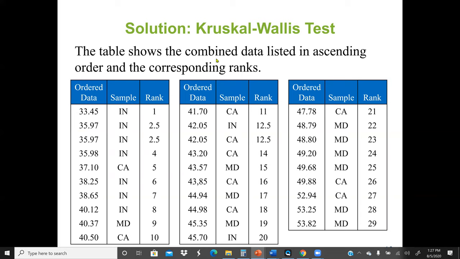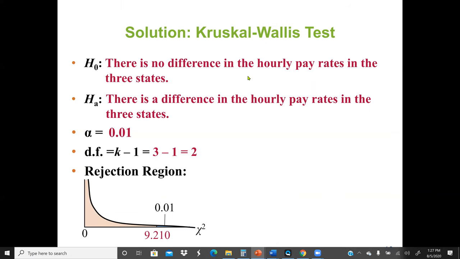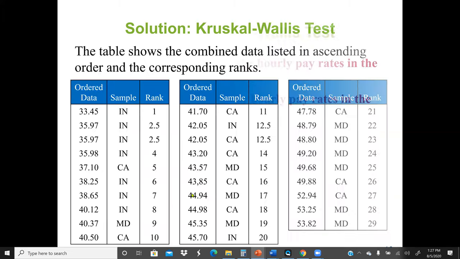The next step is to rank our data. As I said earlier, the steps up to getting the critical value are the same as in the chi-square distribution test. The difference comes here when we do the ranking. Here we want to find the test statistic. To find it, first we need to rank our data. The table shows the combined data listed in ascending order and the corresponding ranks.